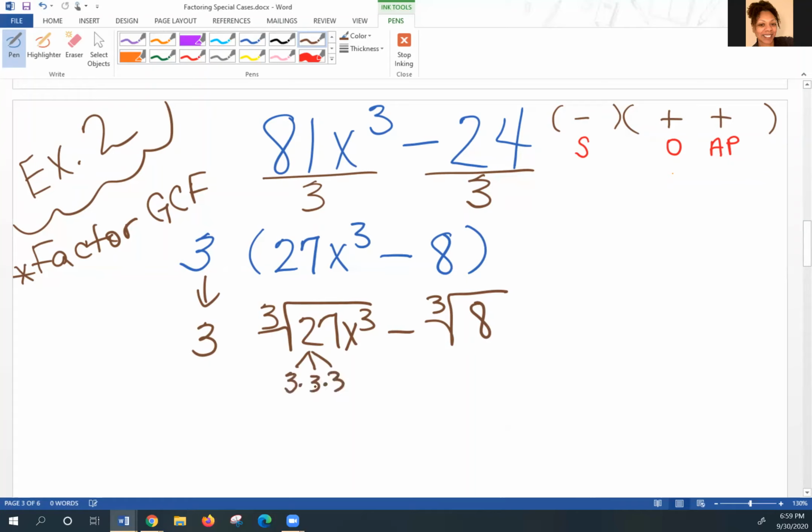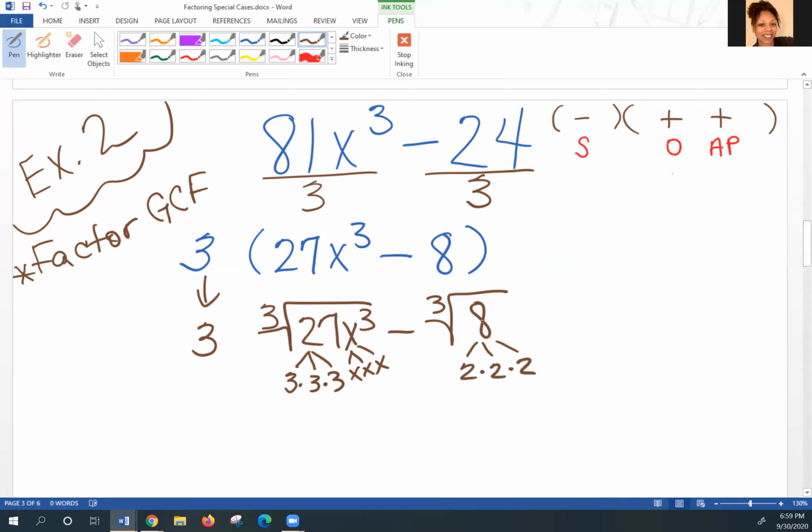3 times 3 is 9. 9 times 3 is 27. And then x, we already know, you just write 3 x's if you're expanding this out. And in the calculator, again, you can just do the cube root of 8, or you can expand it out and ask yourself what number times itself 3 times will give me this number, the radicand, which is 8.